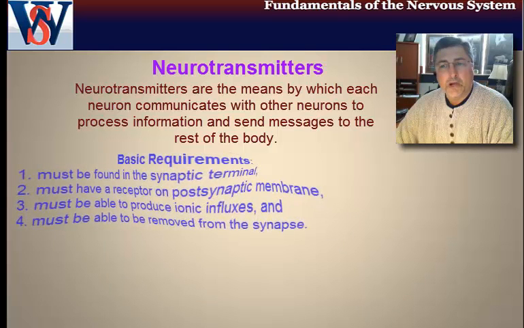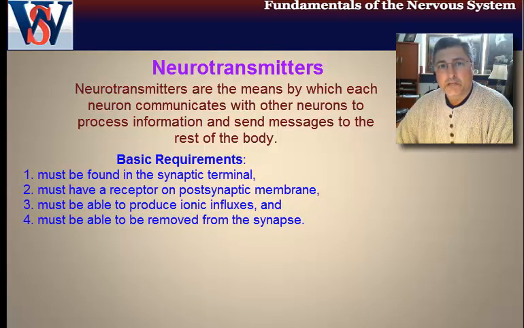There are some basic requirements to be a neurotransmitter. Make sure you grasp these basic requirements, because we're going to find that there are neurotransmitters that we would call something else if we were looking at them somewhere other than at the neuron, or if they didn't fit these requirements. The requirements to be a neurotransmitter include: they must be found at the synaptic cleft. They must have a receptor on the surface of the postsynaptic membrane. They must be able to produce an ionic influx when they bind to that receptor. And they have to have a way in which they can be removed from the synaptic cleft.